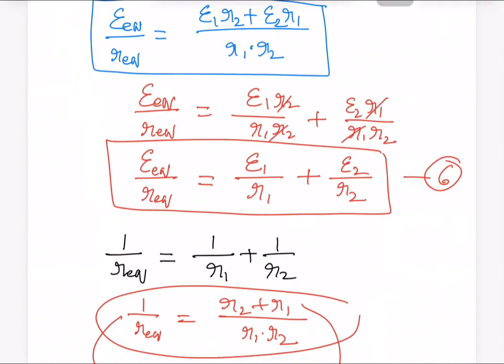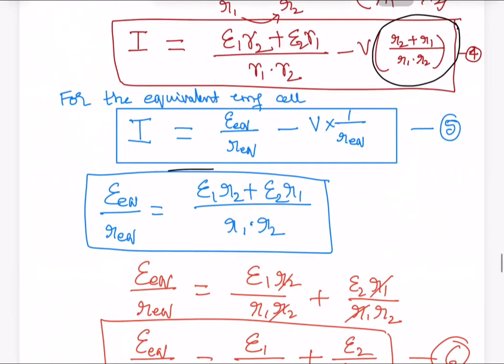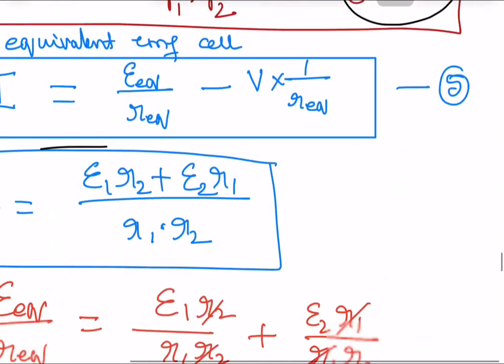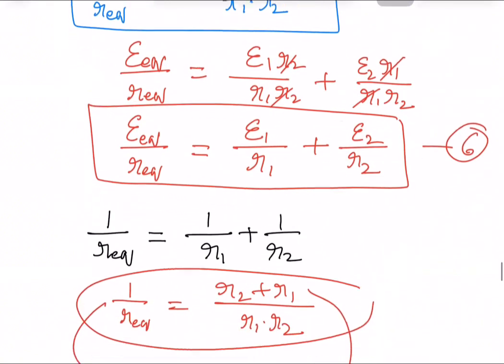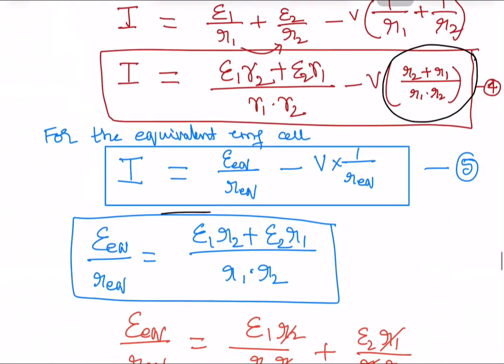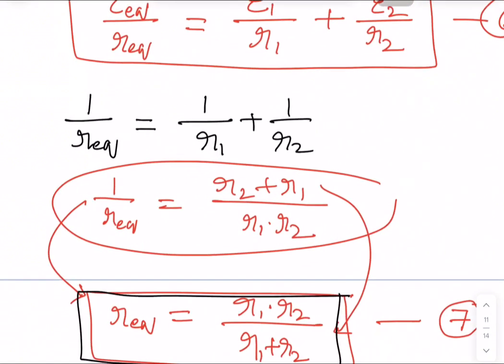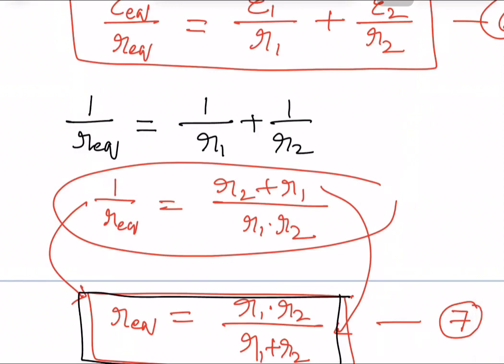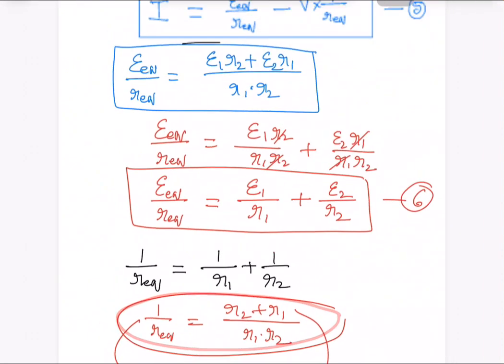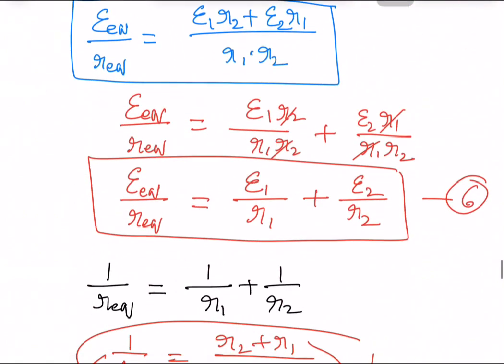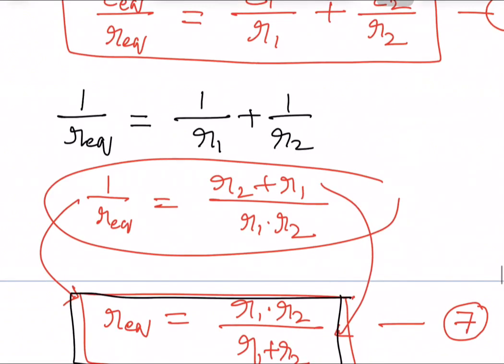Now, compare the other part. So, what is the other part? You can compare in equations 4 and 5 that 1 by R equivalent can be written as (R2 plus R1) divided by R1 into R2. So, 1 by R equivalent is written as (R2 plus R1) divided by R1 into R2.